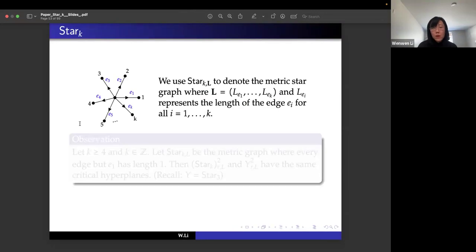So a star graph is a graph with a vertex of degree k, like a star k graph actually. So a graph with a vertex that has degree k, and the other vertices have degree 1. So we use star k sub L to denote the star graph, where L is a vector that represents the edge length vector. Again, we only consider the case where the lengths of edges E2, E3 are all 1 except the length of edge E1. So the length of edge E1 is a parameter, and we're going to change the value for that.